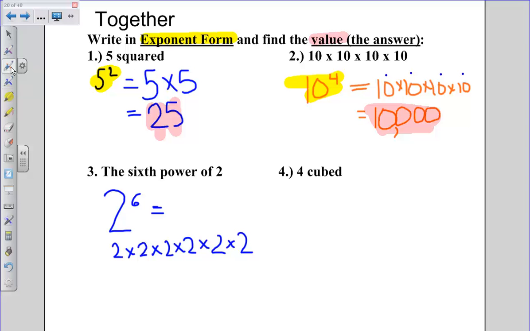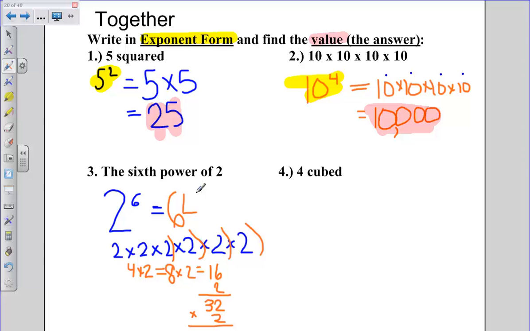Luckily we just learned how to do order of operations, so I'm just going to start here. 2 times 2 is 4, and then times another 2 is going to be 8. 8 times another 2 is going to be 16. 16 times this 2 is 32, and then times my last 2 is going to be 64. So the value of 2 to the 6th power is 64.